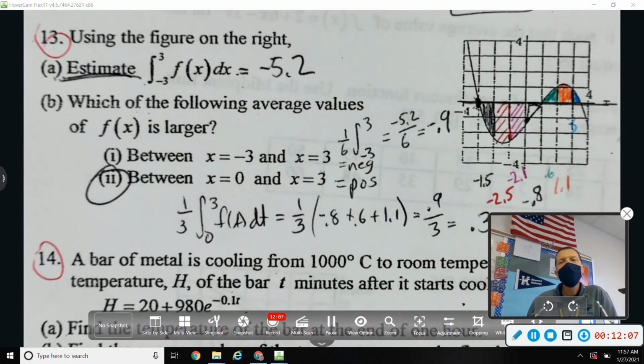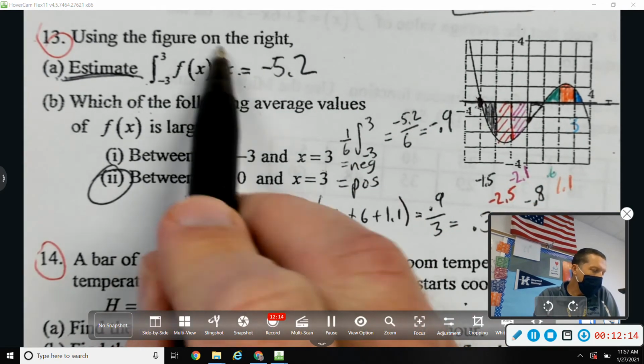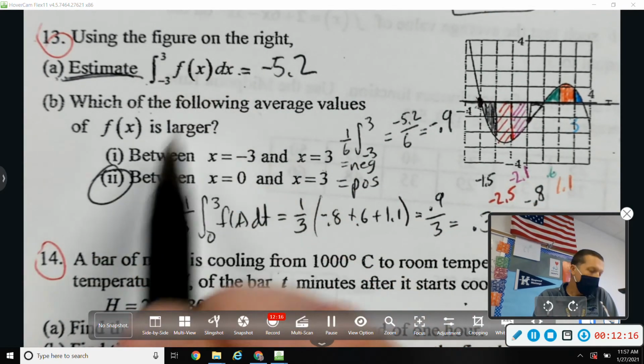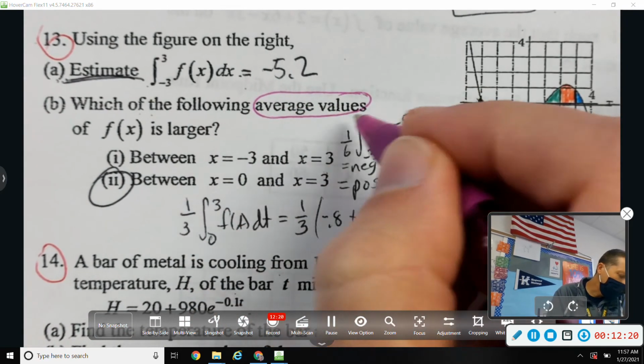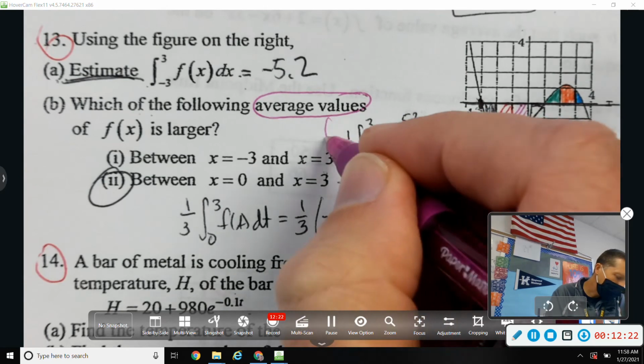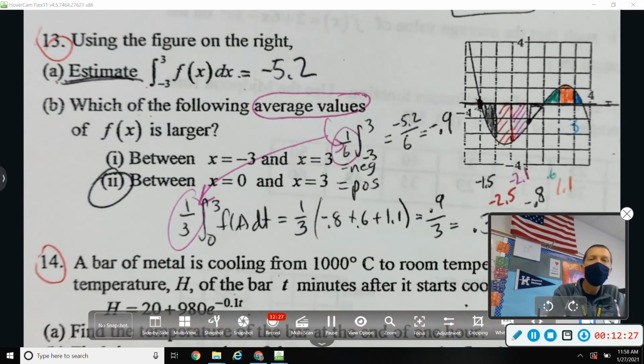Heath, can you explain why you put the 1/6 and the 1/3? Yes, because the 1/6, so this is the area under the curve. But this one asked me for average value. So average value means I need to divide by the width of the interval. So the integral tells me the area, but average value means divide the area by the width to get the average height.